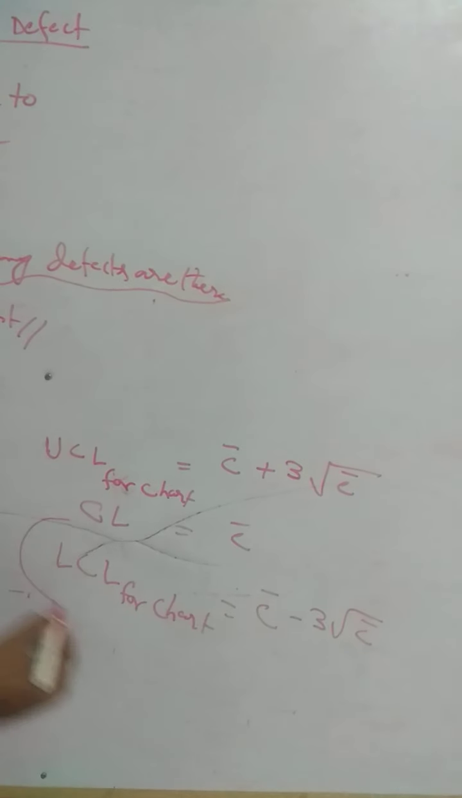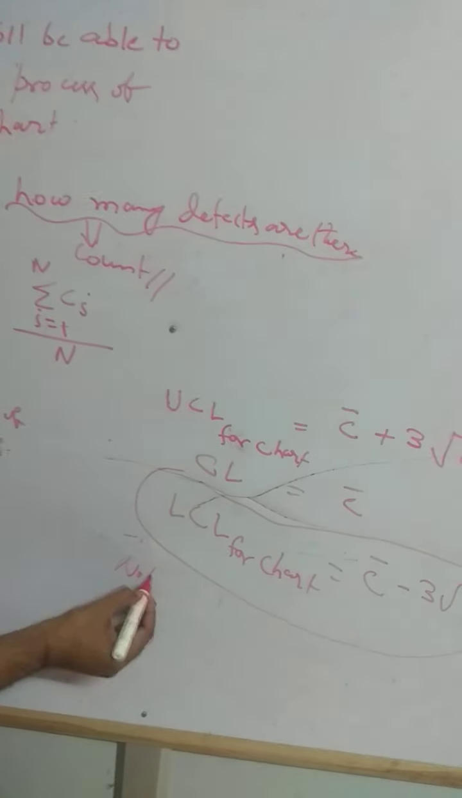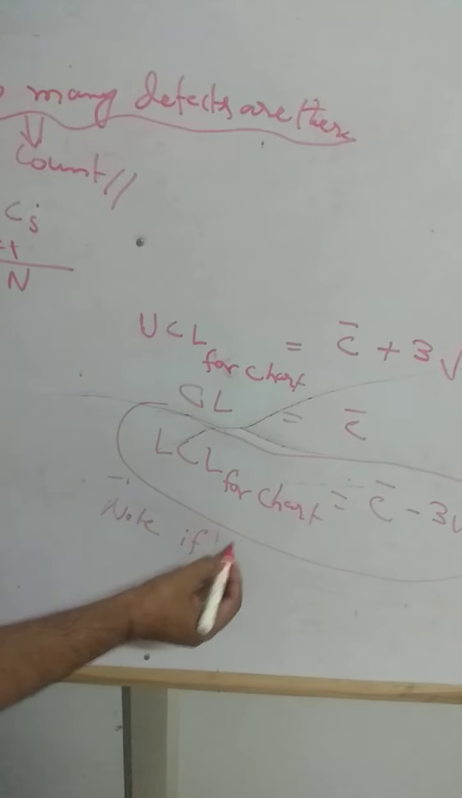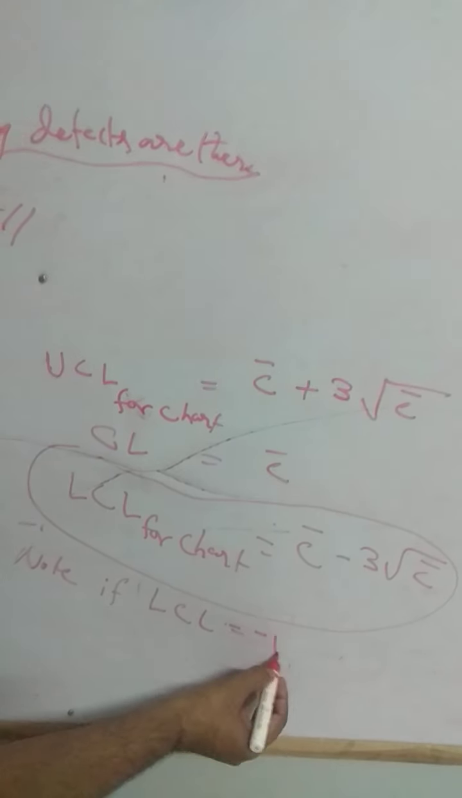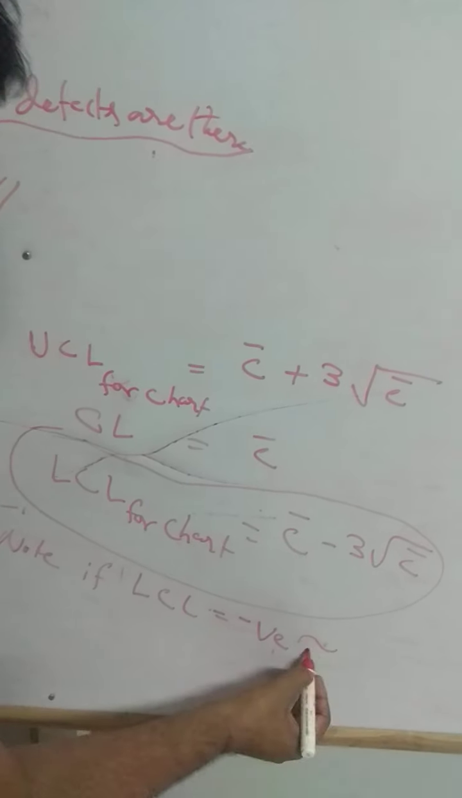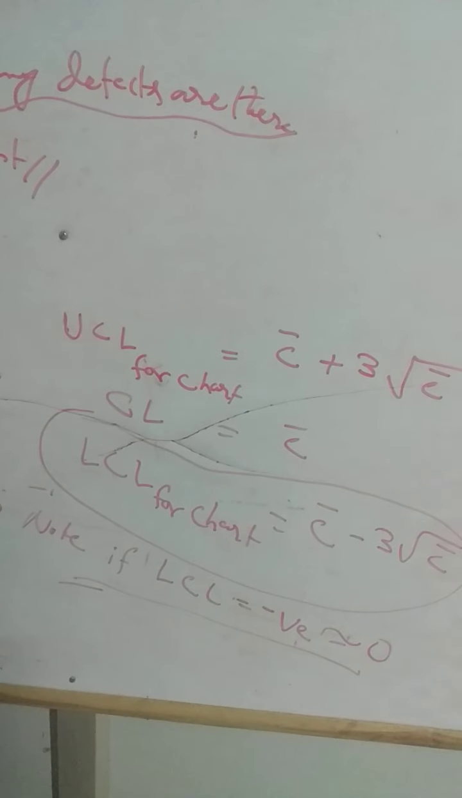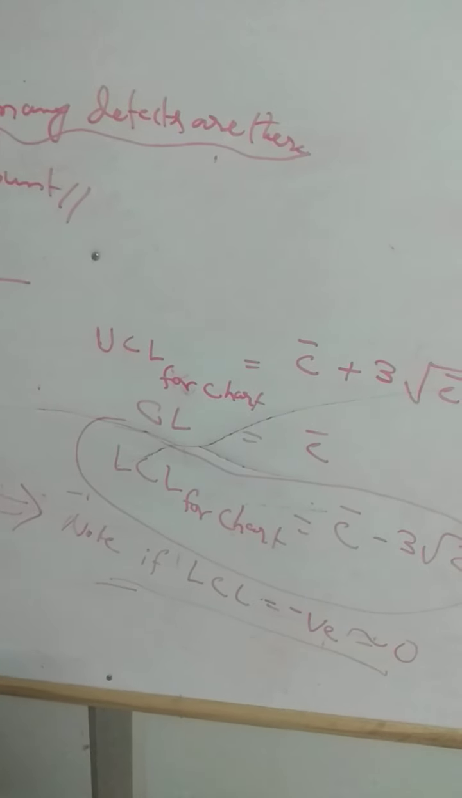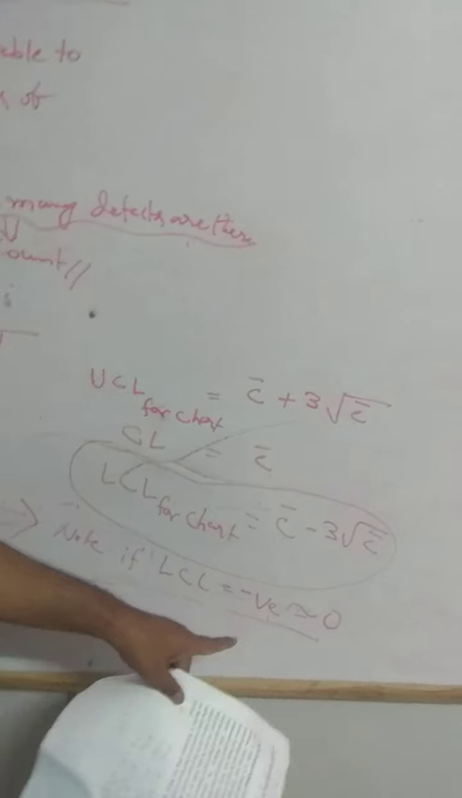Here also you may note that if the LCL comes out to be negative, then it will be approximated to 0. You will please note that. If the value of the lower control limit comes out to be negative, then it will be approximated to 0.